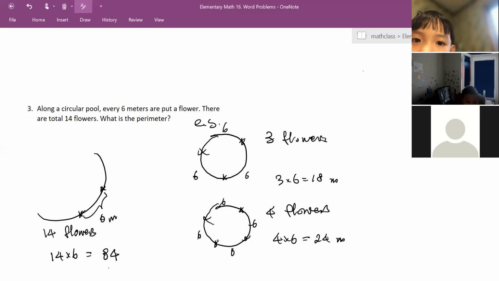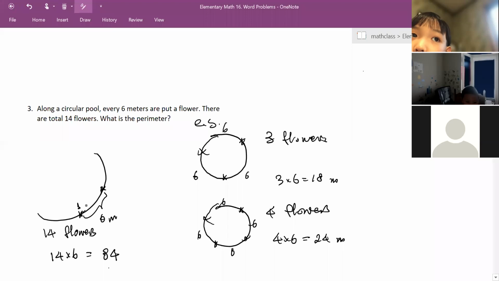Got it? If you're dealing with a very large number, like 1,400 flowers, it's impossible to plot them, right? There's no way you can do that. Then how do you figure out the parameter? You begin with a simpler, smaller number and get some ideas. Then you generalize.